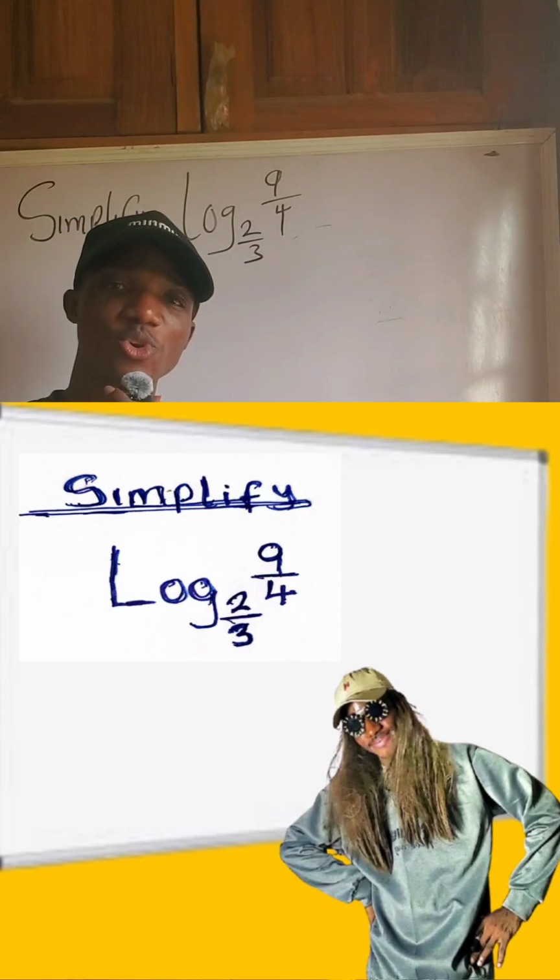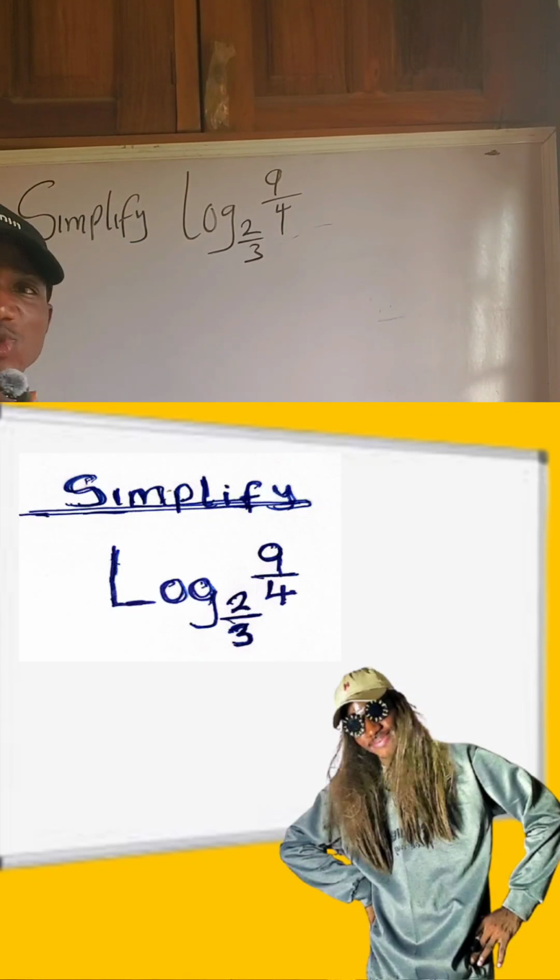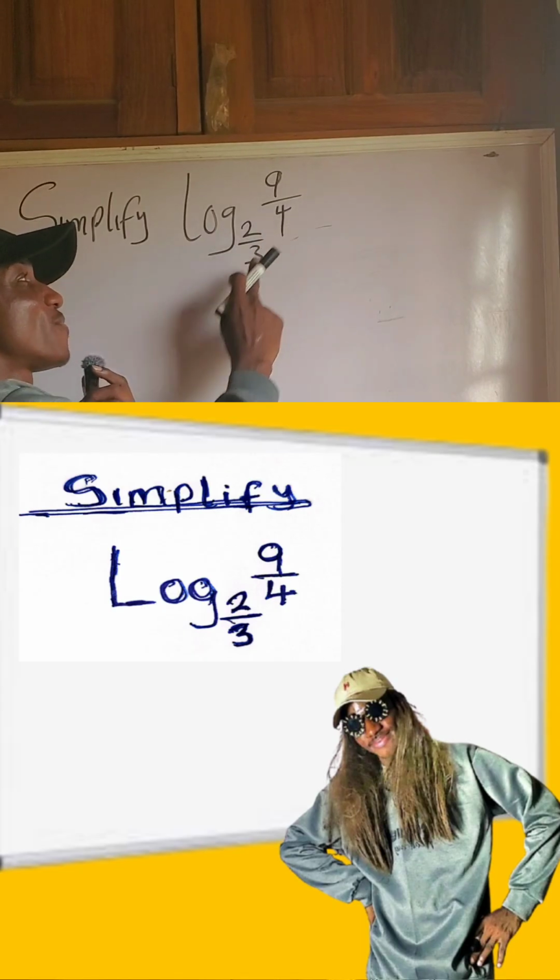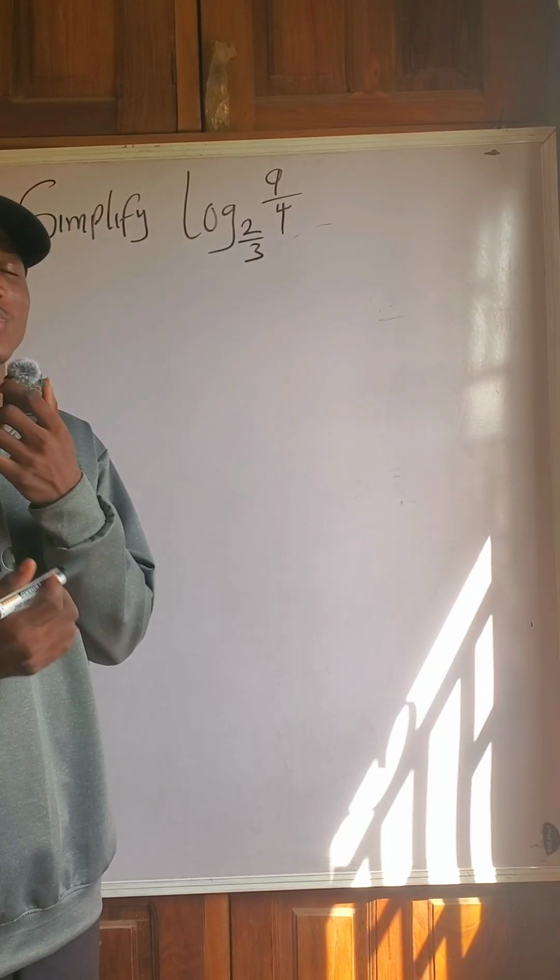We have a beautiful logarithmic question on the board. We are asked to simplify log 9 over 4 base 2 over 3. What will be the result?